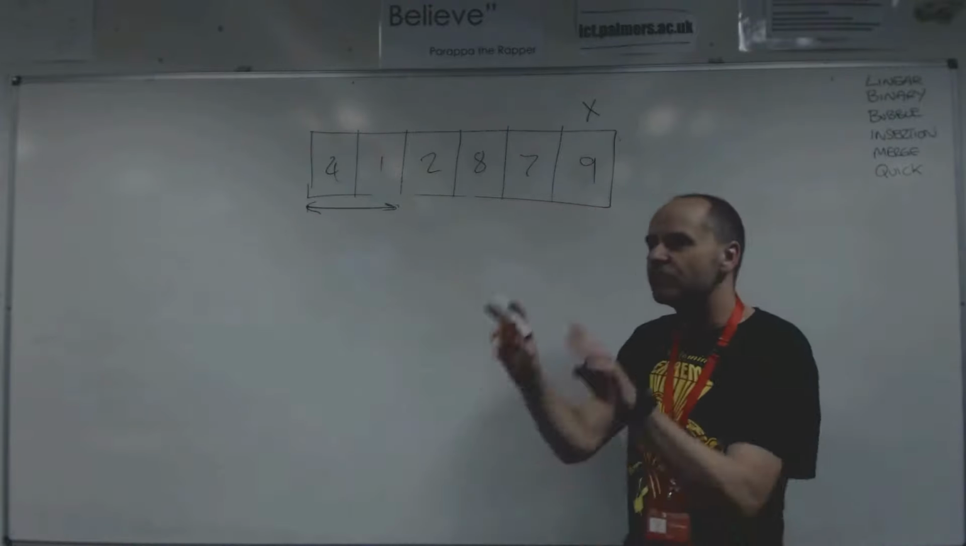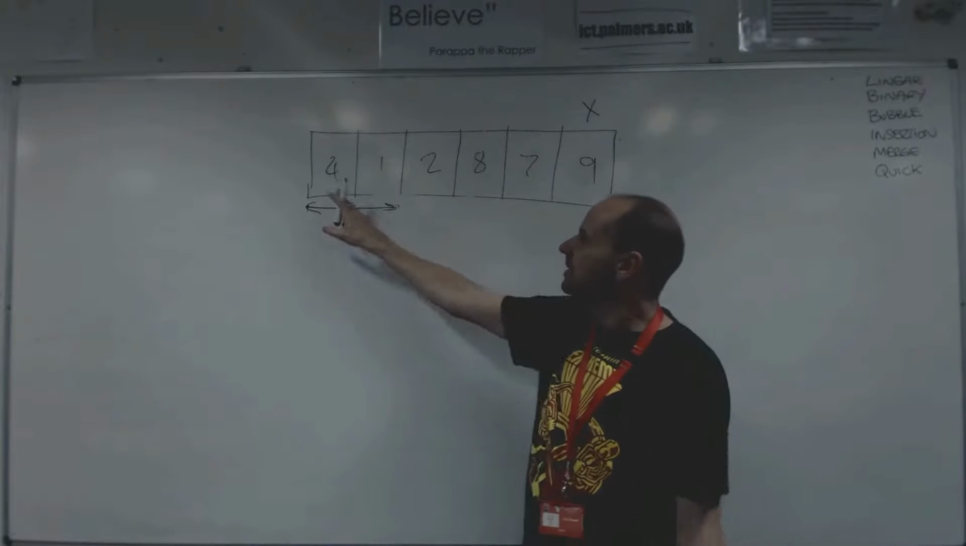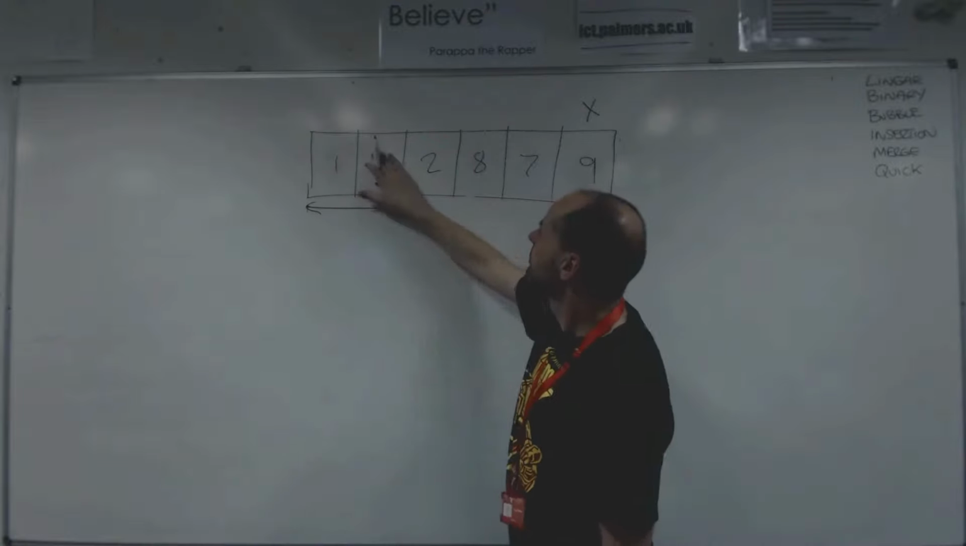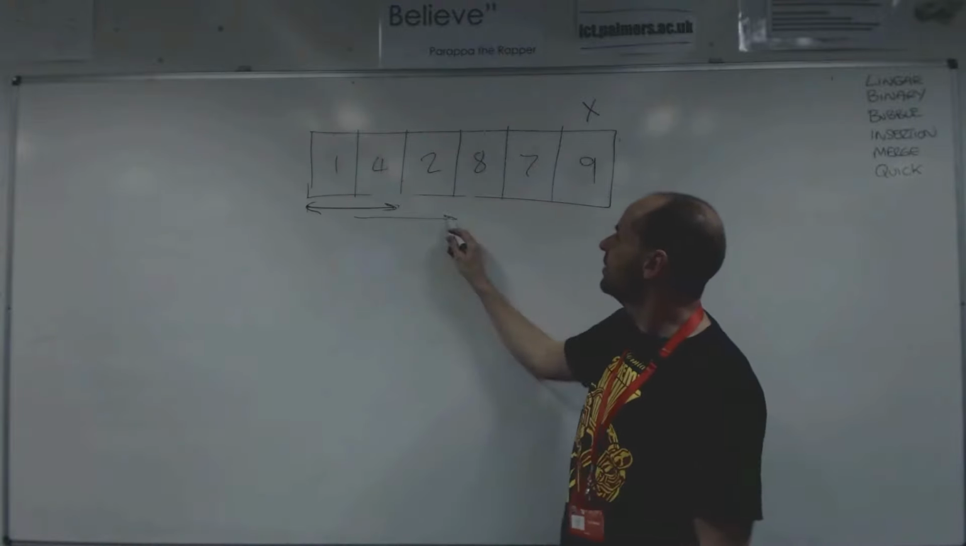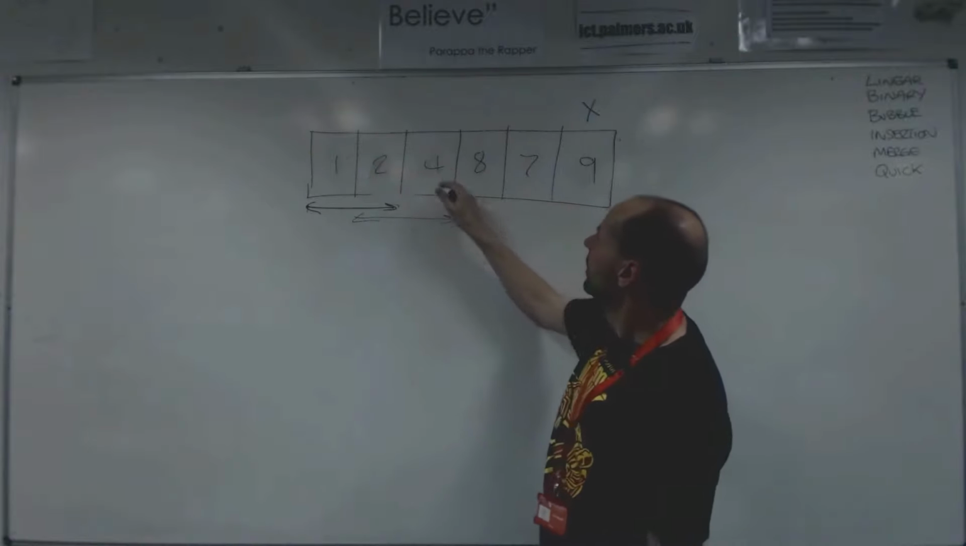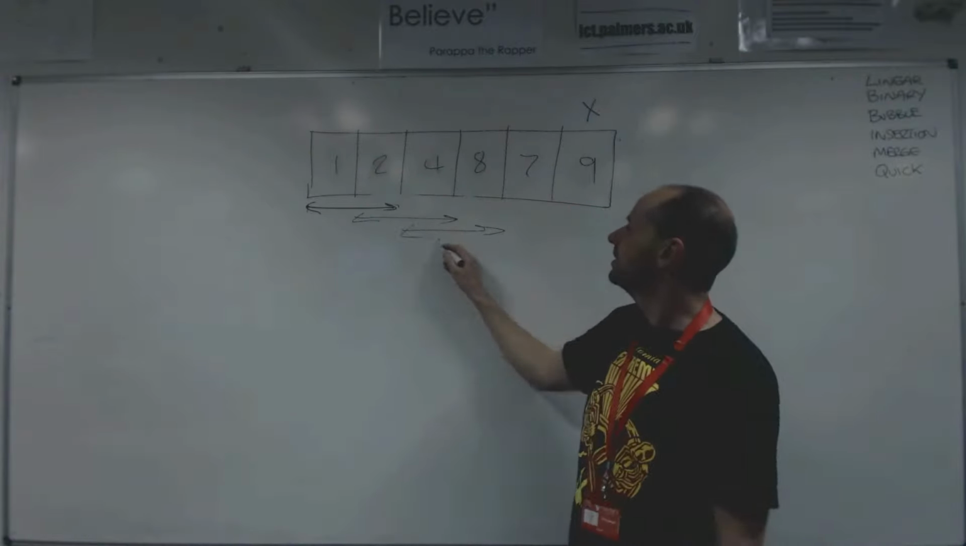So we look at a pair, I'm going to draw arrows now instead of big boxes. So I look at those two, they need swapping. So I swap. Look at the next two, they need swapping. Look at the next two, they're fine. Look at the next two.